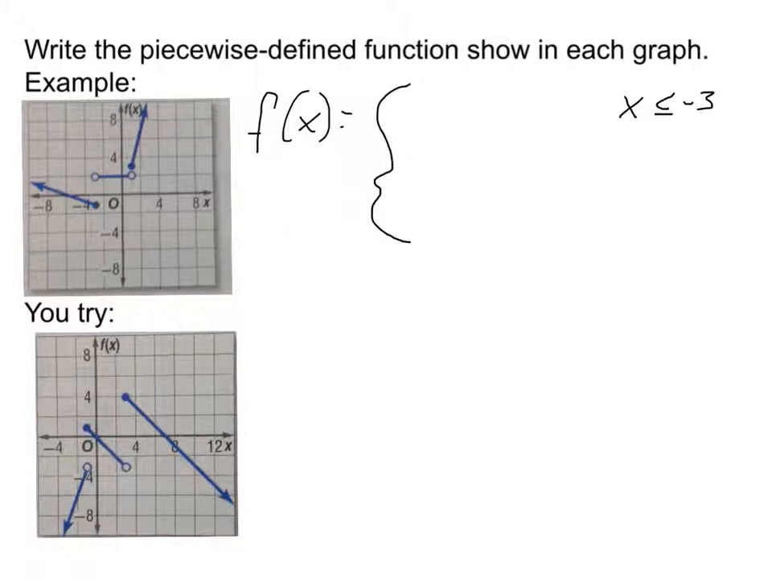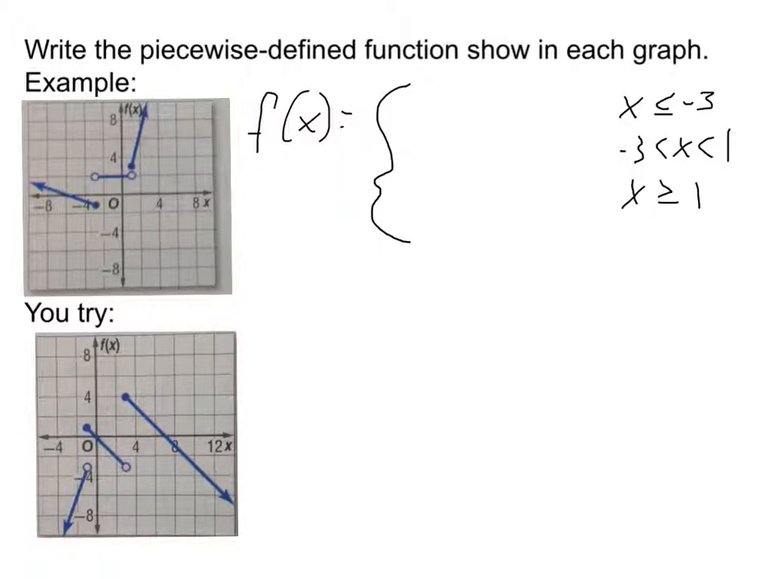Okay, for the second part, that's going from negative 3 up to 1. So we would write that as negative 3 is less than x is less than 1. And then for this line here, I'm going from 1 up to infinity. So I'd write that as x is greater than or equal to 1. Okay, so now I just need to figure out an equation for each of these 3 lines.